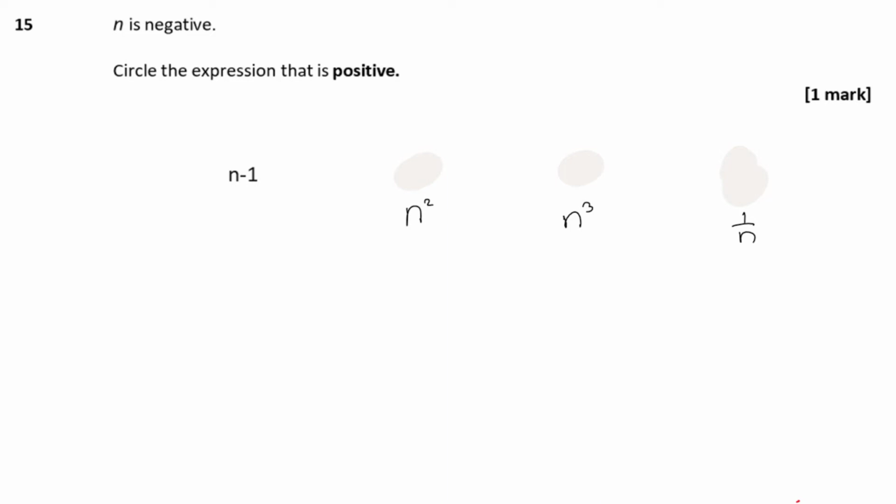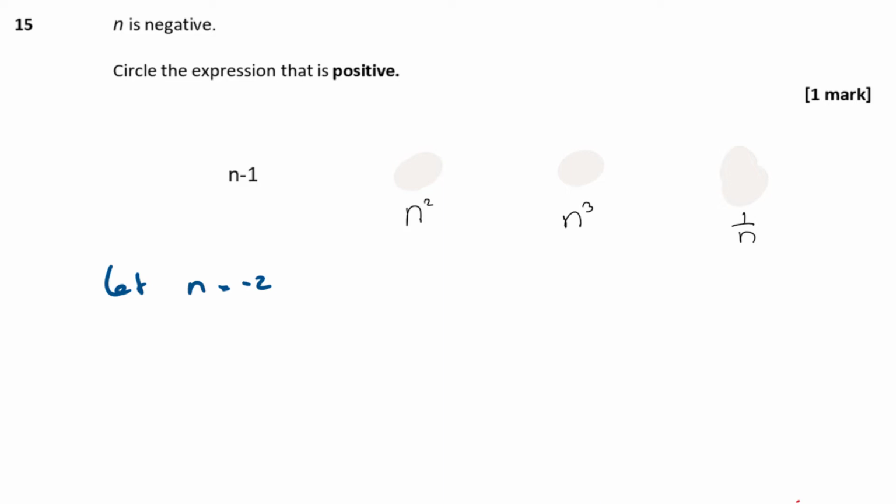Now I think the easiest way to do that is to give n a value. Let's say n is equal to a negative number. Let's say -2. It doesn't really matter which one you pick. And let's see what happens when we do these expressions. If we sub in -2 into each of these things, what happens?